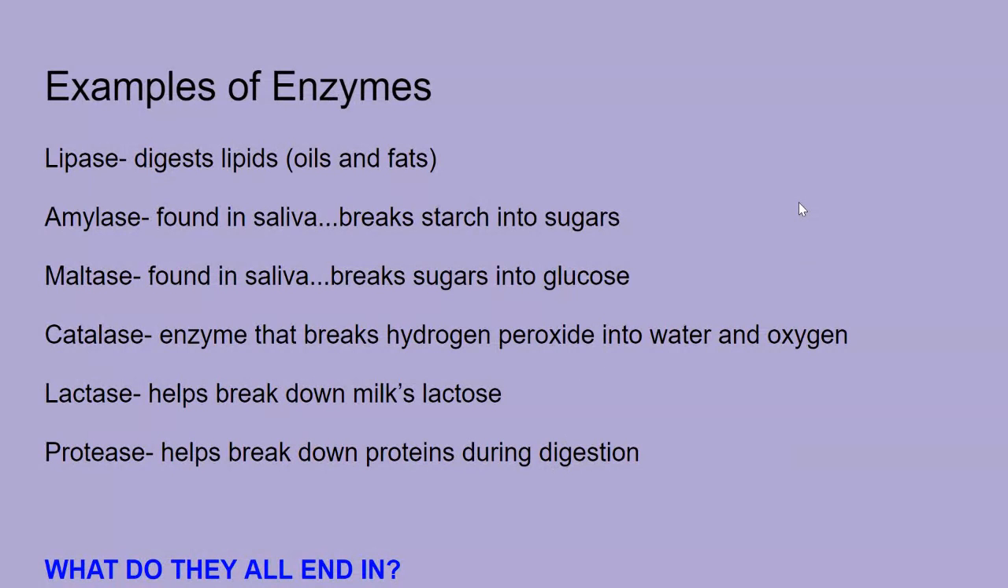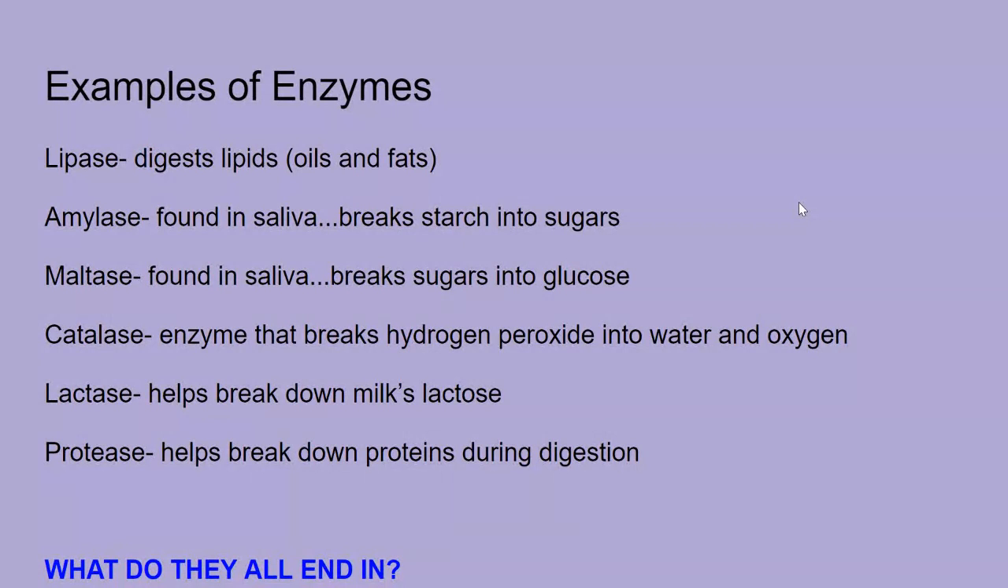All right, here are just some examples of enzymes, and these are just a lot of enzymes that are actually found in human bodies. There's lipase, which breaks down your lipids, like your oils and your fats, remember, from macromolecules. There's amylase, which is in your saliva and breaks down your starches into the smaller sugar monomers or monosaccharides. There's maltase, which is also found in your saliva or spit, and it breaks down sugars into glucose. So it takes your polysaccharides and makes them into monosaccharides.